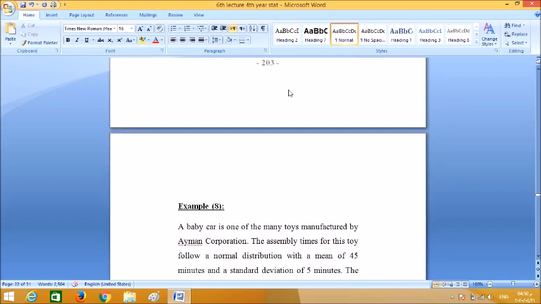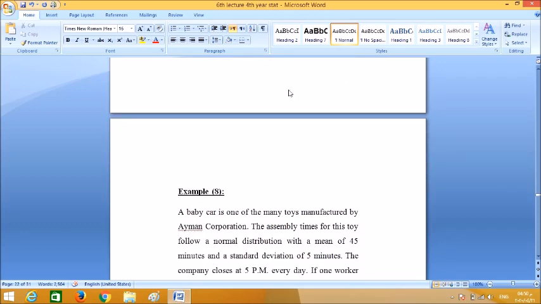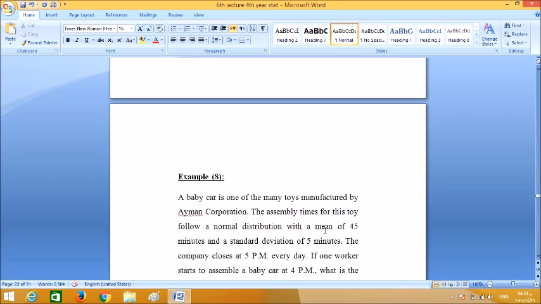Example 8. A baby car is one of the many toys manufactured by Ayman Corporation. The assembly times for this toy follow a normal distribution with the mean of 45 minutes. So the mean of assembly of the toys is 45 minutes, and the standard deviation is 5 minutes.